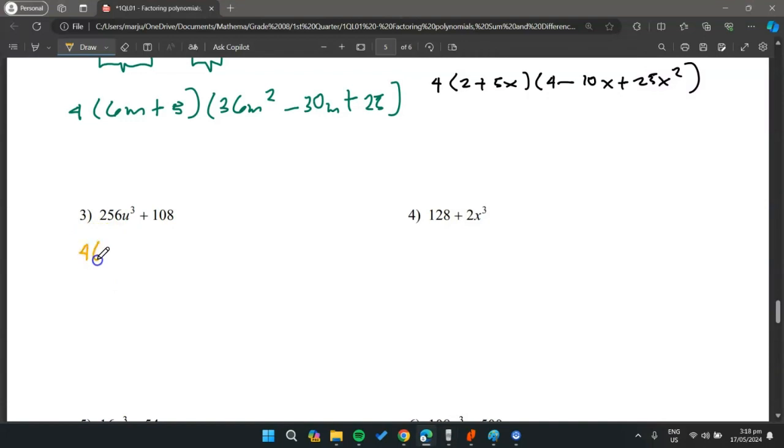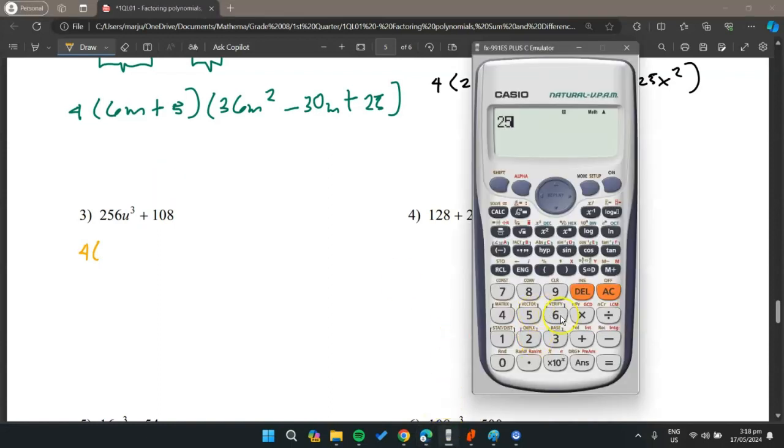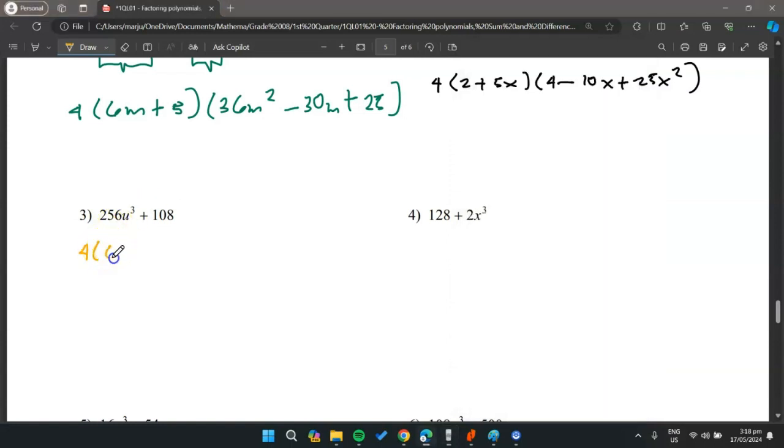Factor out 4 first. 256 divided by 4, this is just what? I think that's 64. 256 divided by 4, yeah, that's 64. So you have 64u cube plus, this is 27, right? 27. So again, we have here cube numbers.